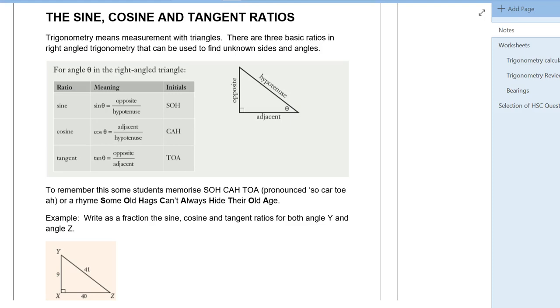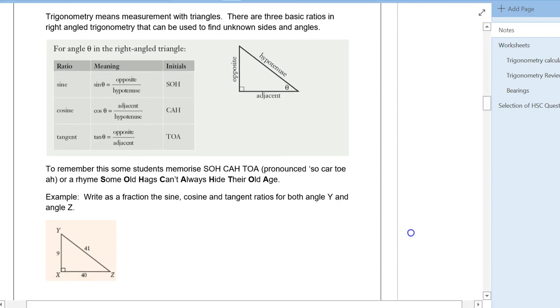All right, trigonometry is measurement using triangles, and we do that by looking at the angle and the sides in ratio. And we know that with a right-angled triangle, there are three basic rules. Sine, it's not sin, sine of an angle is opposite over hypotenuse. Cosine of an angle is adjacent over hypotenuse, and tan of an angle is opposite over adjacent.